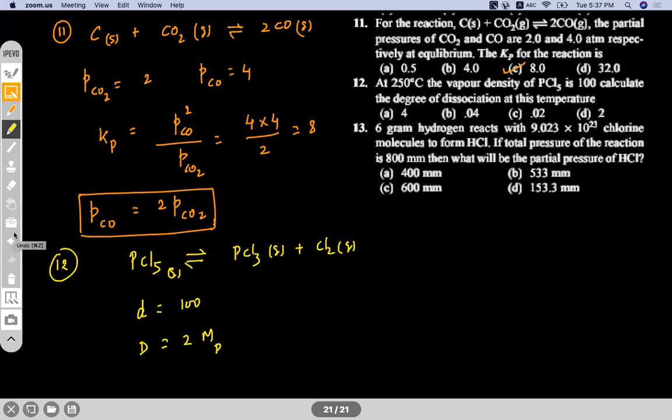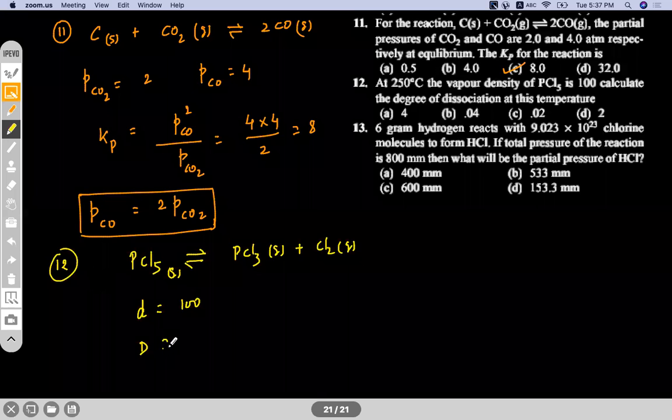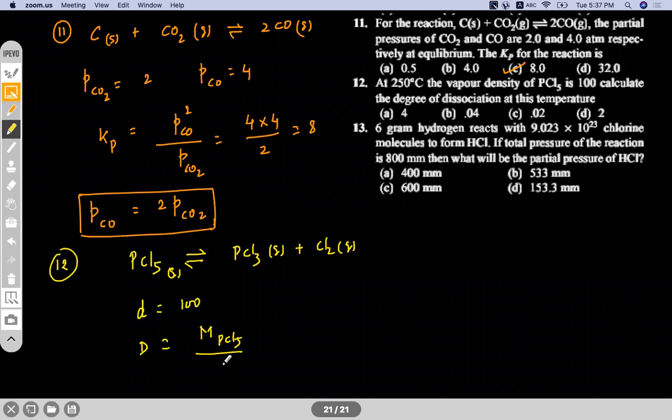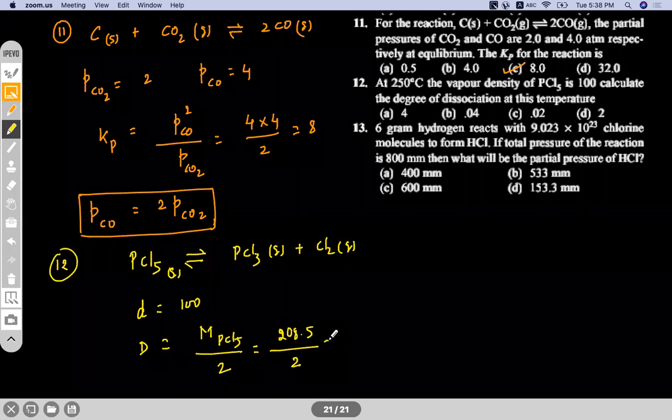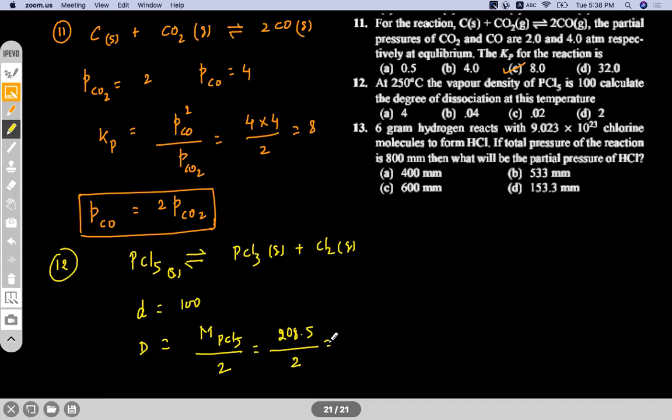Capital D would be half of the molar mass of PCl5. That's the formula we discussed in the mole concept chapter, if you remember: molecular mass equals 2 times vapor density. What is the molecular mass of PCl5? Is it 208.5? So this would be 104.25, right?